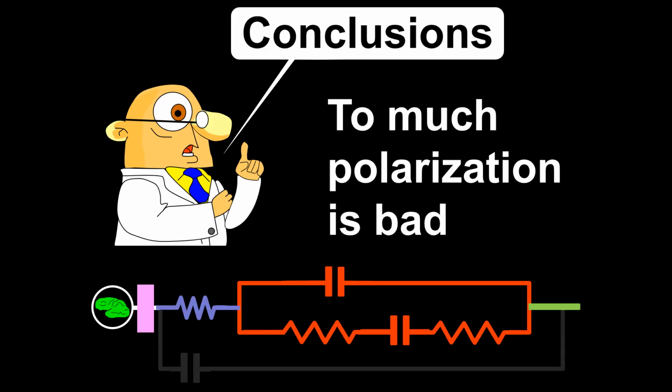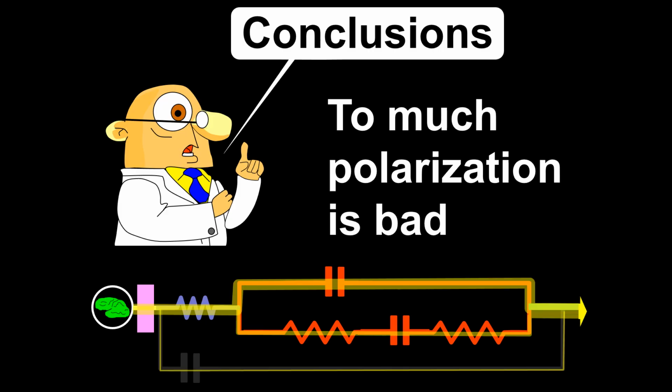The second conclusion is that too much polarization is bad. Too much polarization is bad because in this situation, most of the current will not travel through the resistor leg of the parallel circuit, but through the capacitor leg. I again have represented this by the thickness of the yellow lines. The consequence of this is that since the capacitor prevents the passage of slow waves more than the passage of fast waves, the fidelity of the circuit will be affected. This occurs when current is moving towards the EEG machine and when current is going in the opposite direction.